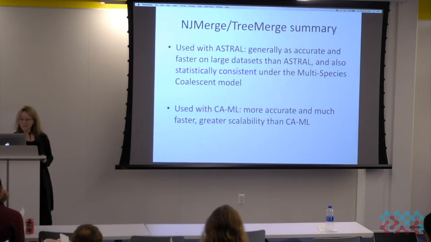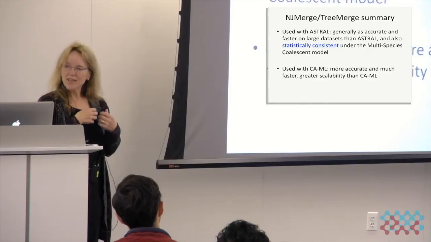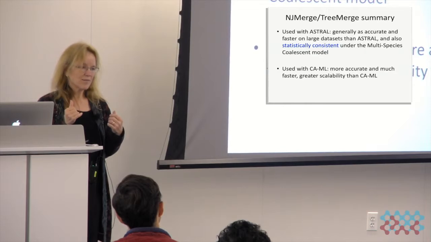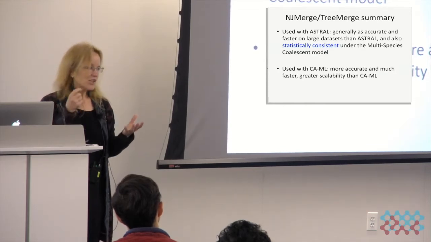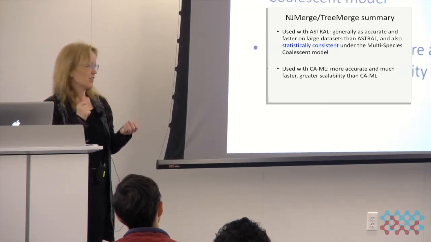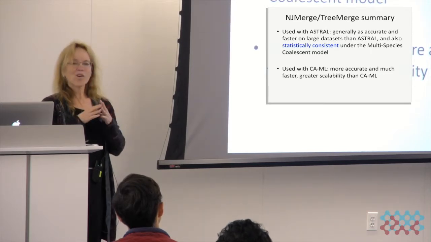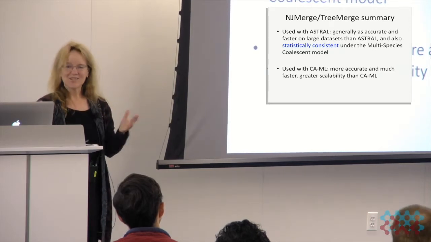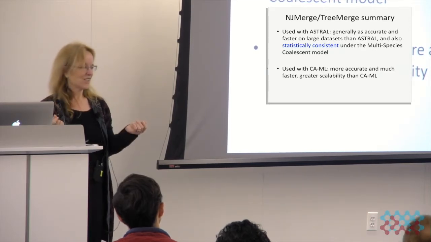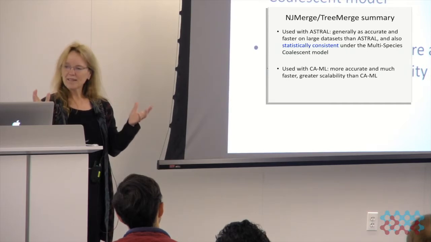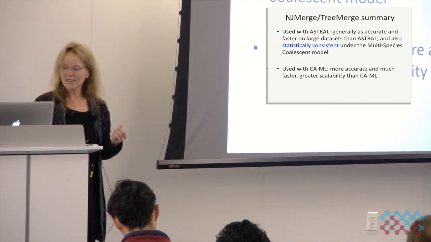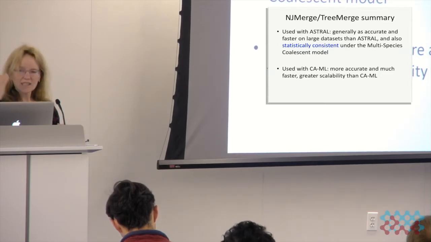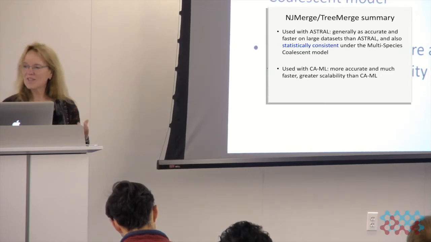Okay, so summary. When you use this with Astral, you get no change in accuracy, but you get a reduction in running time. When you use it with concatenation, you can actually improve the accuracy, and you get a reduction in running time. So for the large-scale species tree estimation problems, where you have 1,000 or 10,000 species and you want to get a tree, these summary methods like Astral are much faster than concatenation. And when you put it inside this divide and conquer approach, you get an additional speed up, so you don't have to spend a huge amount of time.